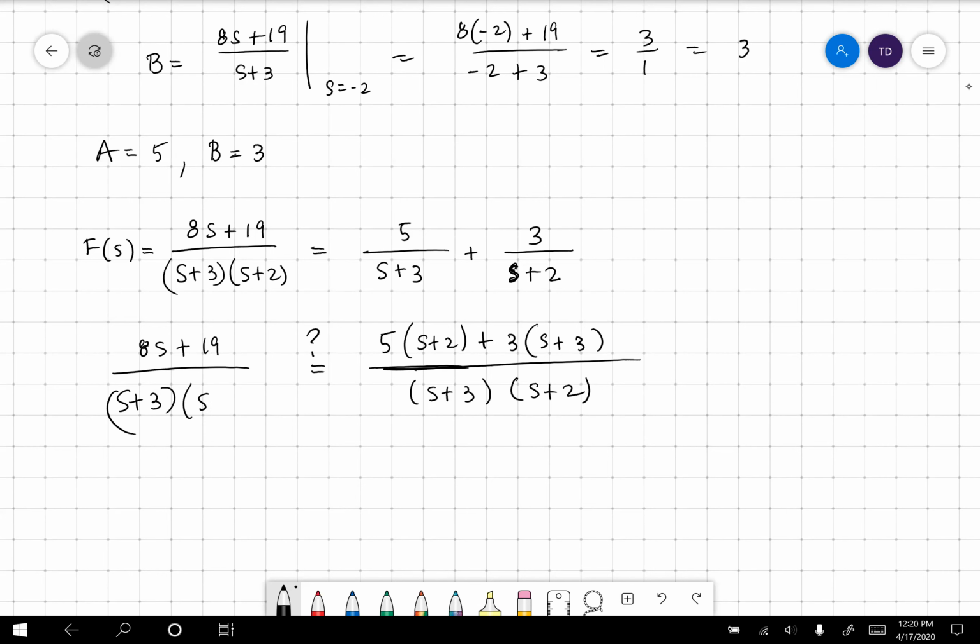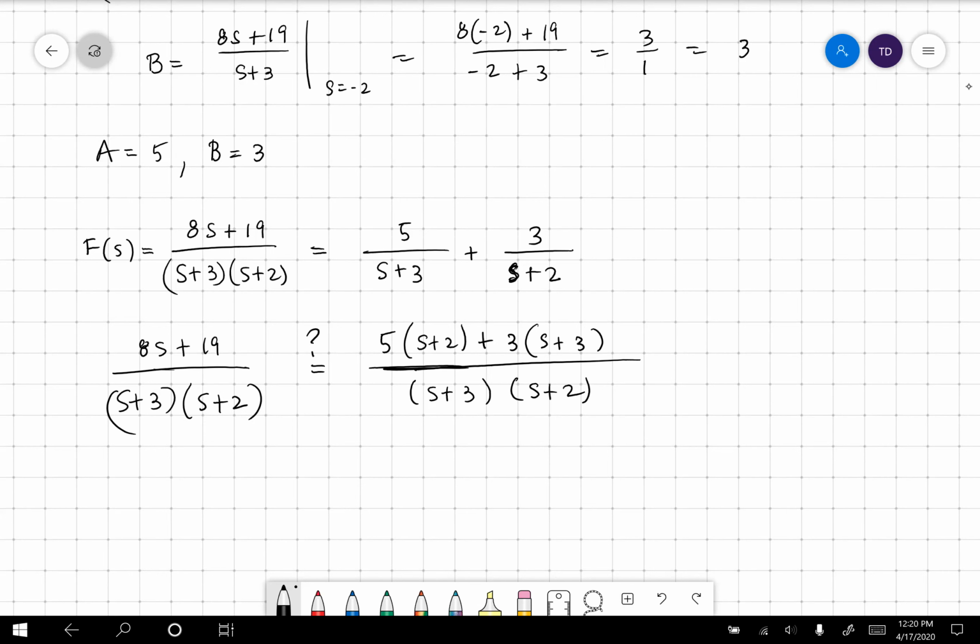Well, look, the denominators are the same, so what must be true if these are equal? What must be the same? The numerators must be equal. Correct. So let's check the numerator. I have 5s plus 3s, there's my s terms, plus 5 times 2, 10, and plus 3 times 3, plus 9. Let's see, 8s plus 19. Check, it's equal, indeed.